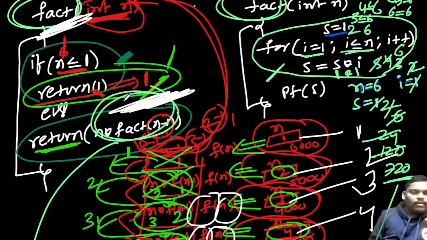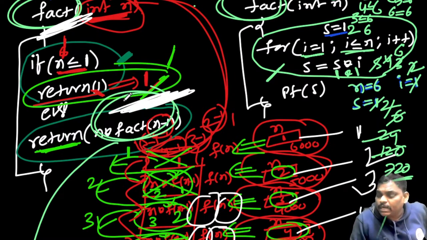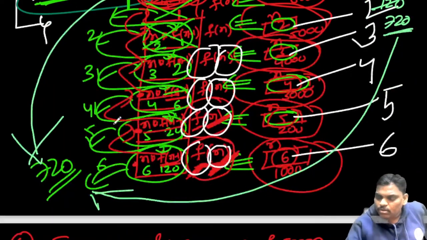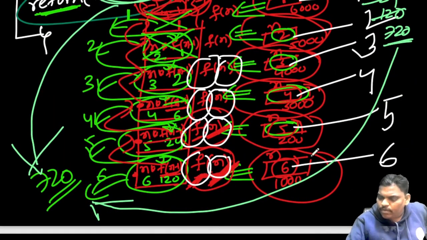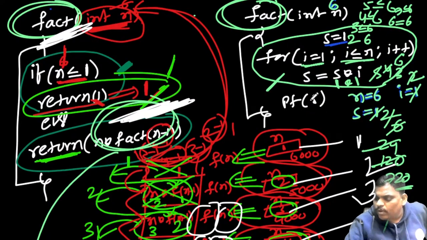Factorial recursive program, fact 6: fact 6, fact 5, fact 4, fact 3, fact 2, fact 1. So 6 function calls. Fact 10 means 10 function calls. Fact 100 means 100 function calls. But remember, every function call you have to push in the stack. But when you say non-recursion, fact 6 doesn't call anyone.